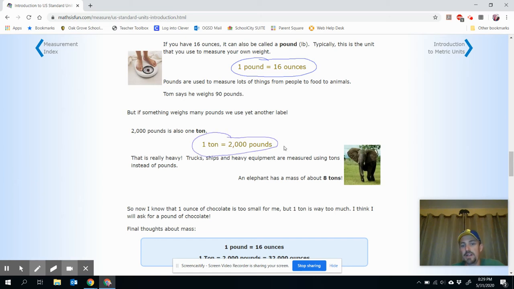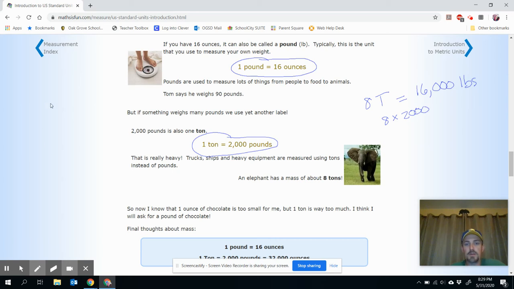The weight of a standard elephant is about 8 tons. Let's take that 8 tons, which is abbreviated with a capital T, and figure out how many pounds that is. Well, if 1 ton is 2,000 pounds, you're going to have to do 8 times 2,000 to figure out how many pounds that is, and you will get 16,000 pounds. And pounds is abbreviated LBS.